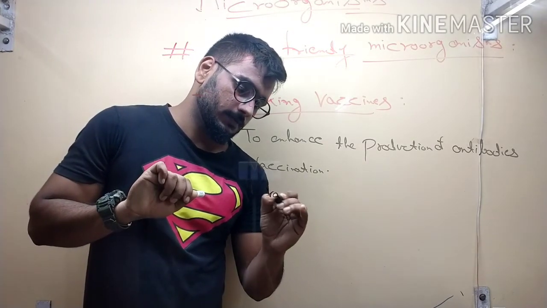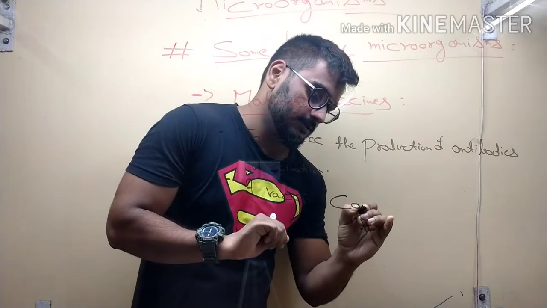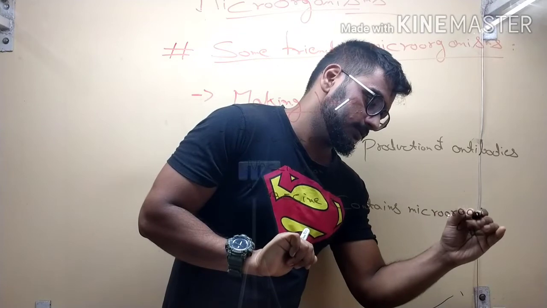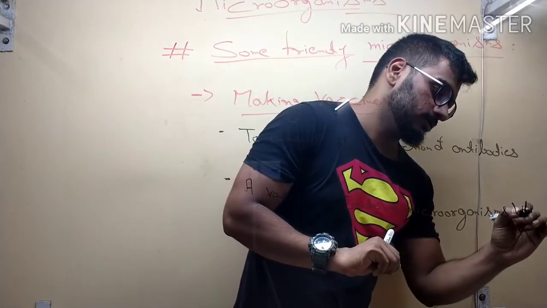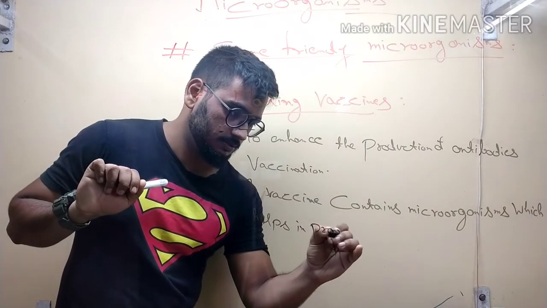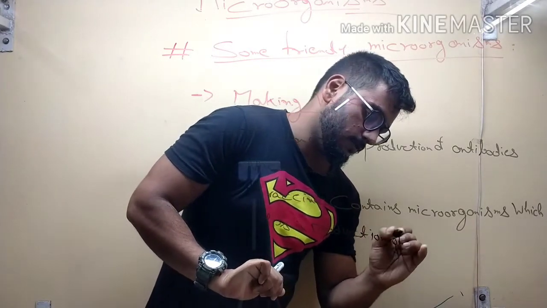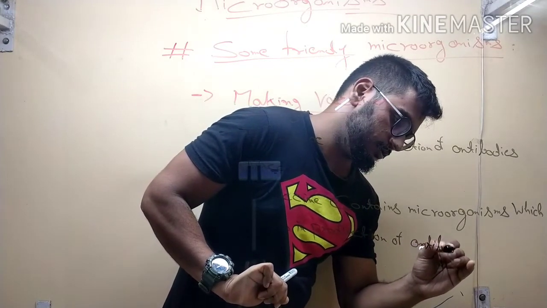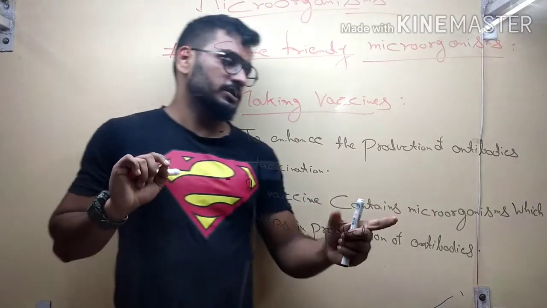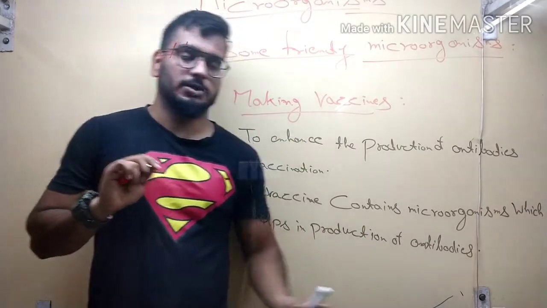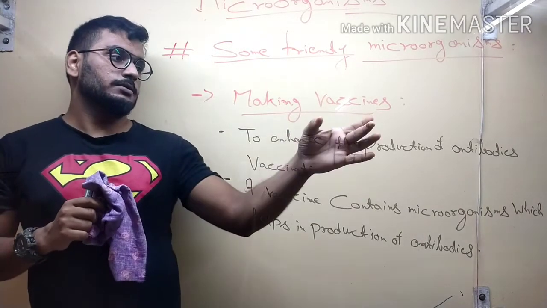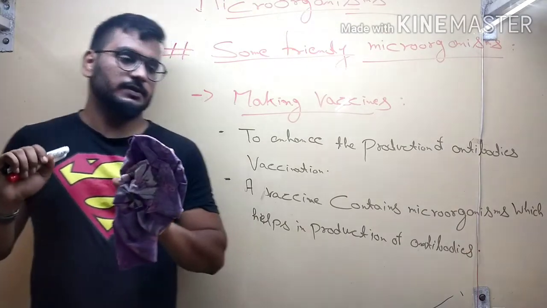A vaccine contains microorganisms which help in production of antibodies. The vaccine we take contains microorganisms which help in production of antibodies, which produce antibodies in our body. So this was the use of vaccine and how vaccination is done with the help of microorganisms.